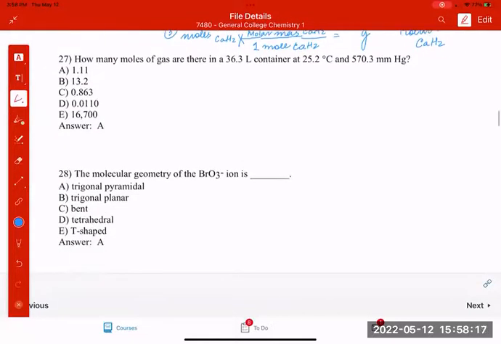Next, how many moles of gas are there in the liter? This is just the PV equals nRT formula, so n is equal to PV over RT. Just use that.